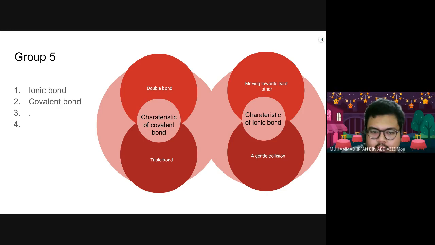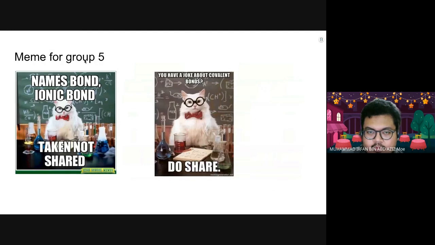So kalau covalent bond apa? Not gentle collision lah, rough collision. Ke macam mana? Okay, explain lagi. Ada lagi tu ke group 5 nak tambah? Ke setakat ni saja? Ke ada lagi?